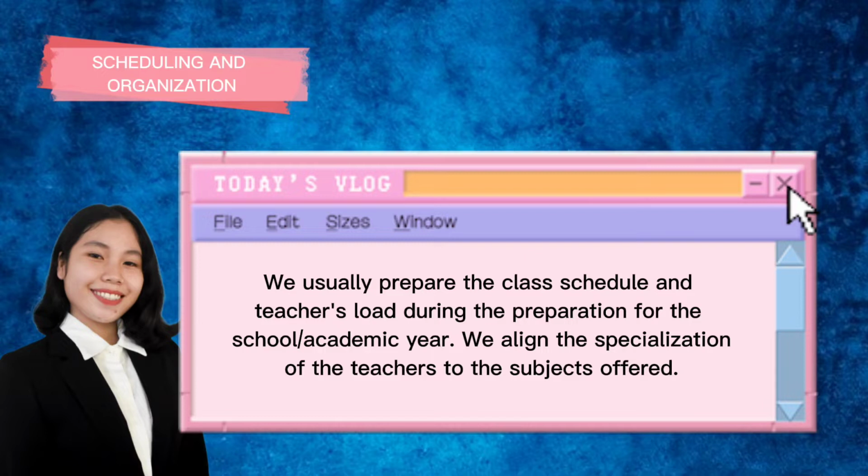The teacher also gave emphasis to scheduling and organizing where she answered, "We usually prepare the class schedule and teacher's load during the preparation for the school academic year. We align the specialization of teachers to the subjects offered. Then we plot the schedule for the intended class. Organizational skills are essential to teachers because this will make the work easier and faster. The organizational skills possessed are time management, good communication skills, goal-driven, and delegation of work or labor."